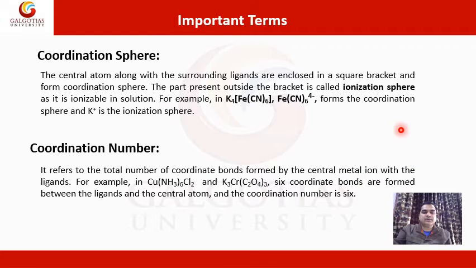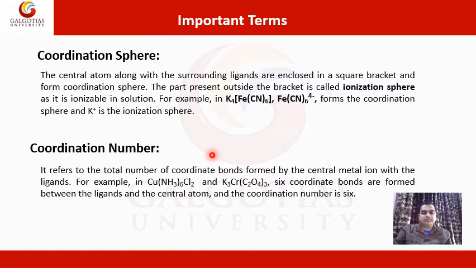Now, what is the coordination sphere? The central atom, along with the surrounding ligands, is enclosed in a square bracket and forms the coordination sphere. The part outside the bracket is called the ionization sphere. We can say it is the counter ion, and it is ionizable in solution. For example, in K4[Fe(CN)6], K4 is the ionization sphere, the counter ion, while [Fe(CN)6] is enclosed in a square bracket. That means it is the coordination sphere for this complex compound.